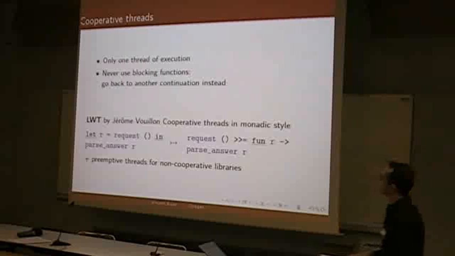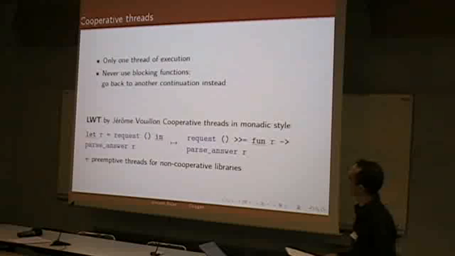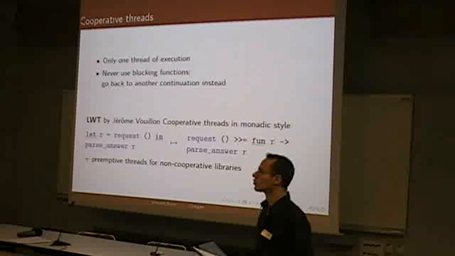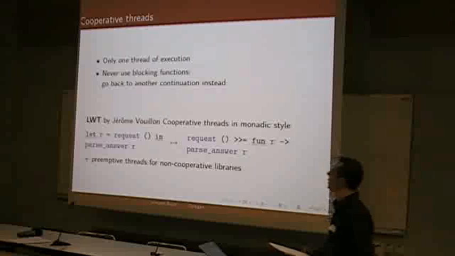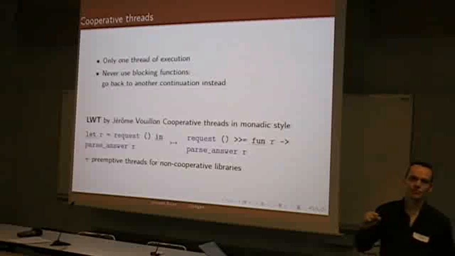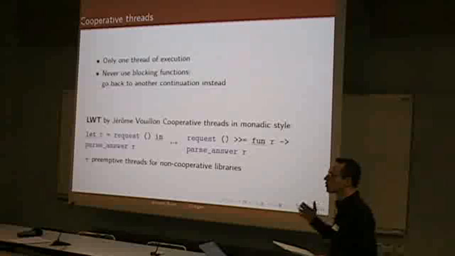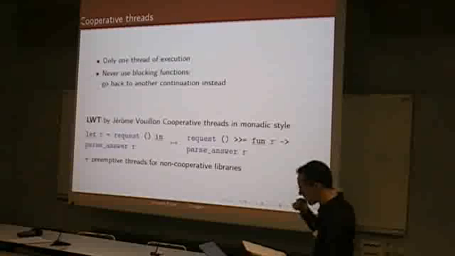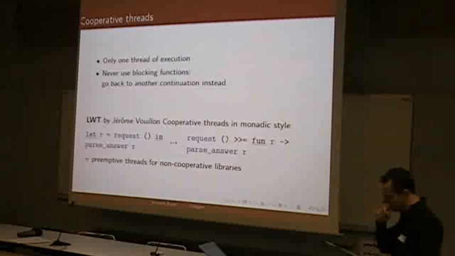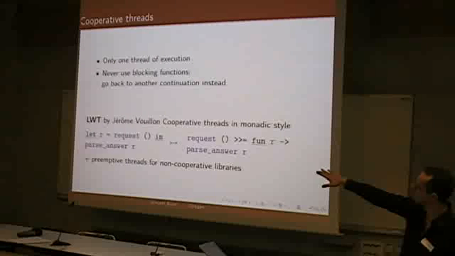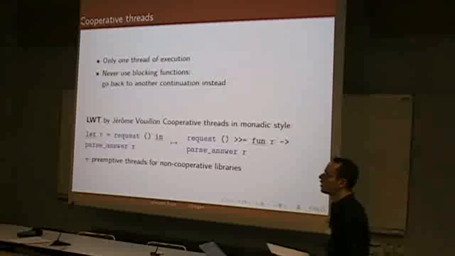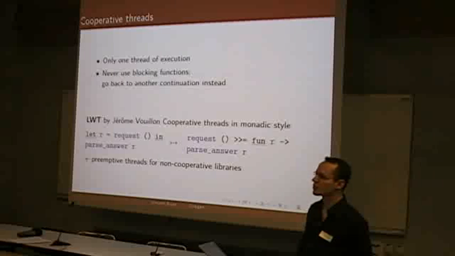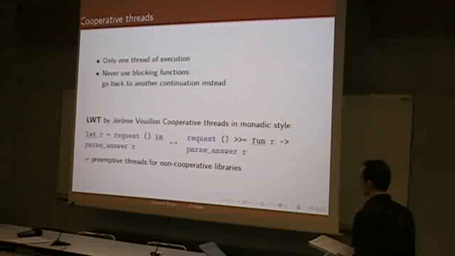The main distinguishing feature of OCsigen is the use of cooperative threads. Well, I don't have the time to give a course about cooperative threads today. I will just say that it's a concurrency model that fits very well with functional programming. And here we are using a library called LWT, written by Jérôme Vouillon, that implements cooperative threads in monadic style.